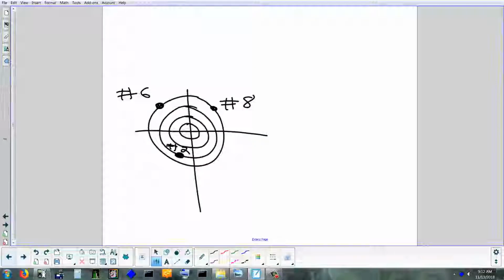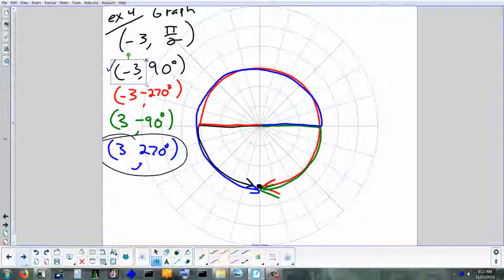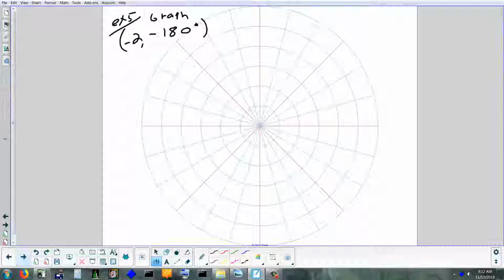All right, let's do that. Let's look at this one. We kind of just did a negative, negative in the last problem, but we'll try one more.